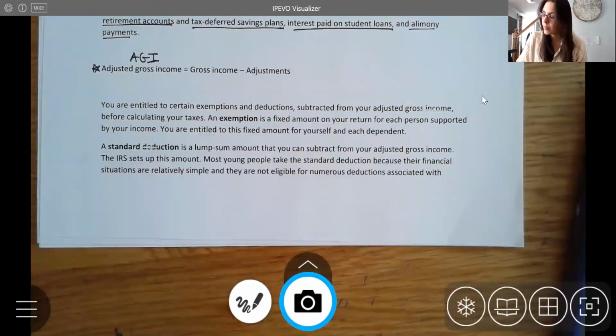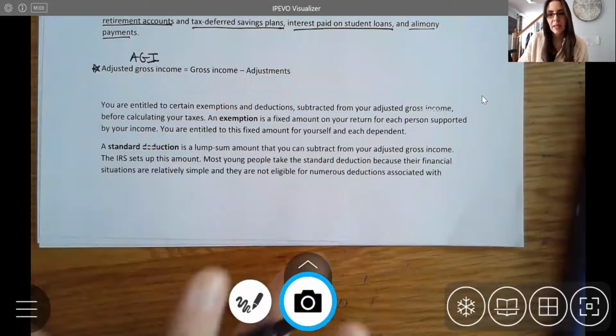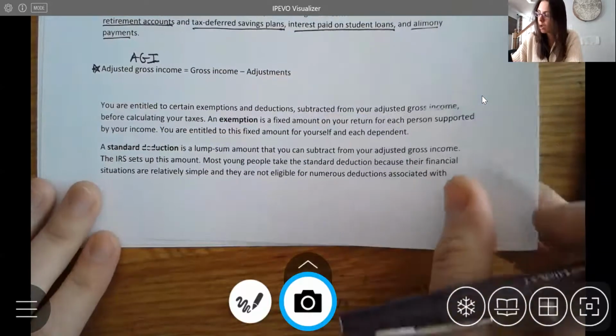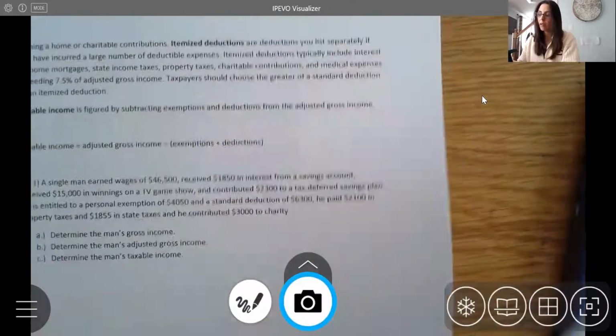A standard deduction is a lump sum amount that you can subtract from your adjusted gross income. And again, the IRS sets this amount. When we talk about deductions, and this can get really confusing, you're either going to be in one of two categories. You're either going to take a standard deduction, which the IRS will determine the amount. They may say that the standard deduction is $5,000 this year. I'm just making it easy. So you will say, okay, I'm going to do the standard deduction. A lot of young people do this, or people who don't own a lot of property and things like that. You can also do what are called itemized deductions instead.